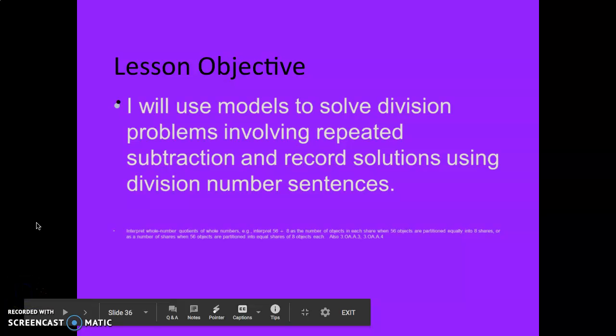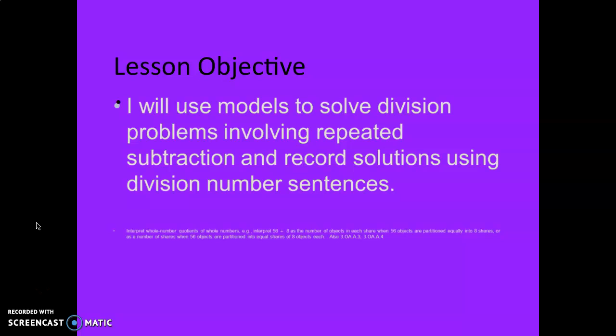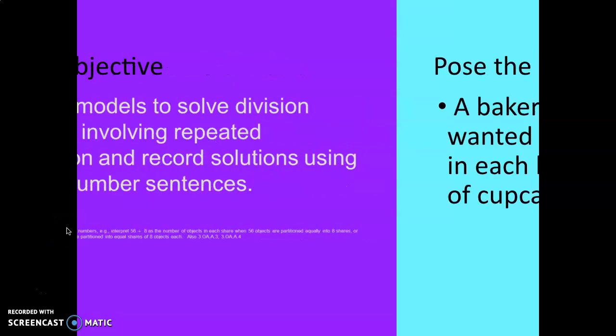So our lesson objective is still going to be using models to solve division problems involving repeated subtraction and recording those solutions using a division number sentence, which all of you are doing really well writing.